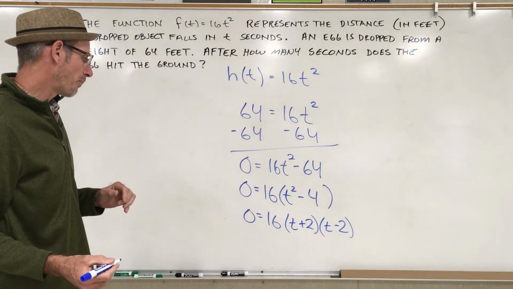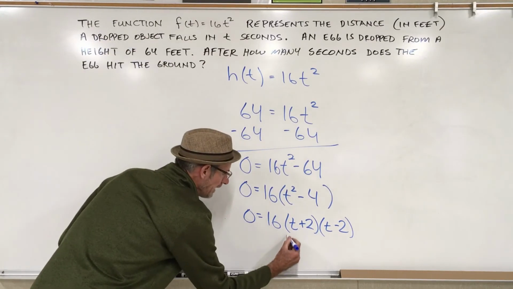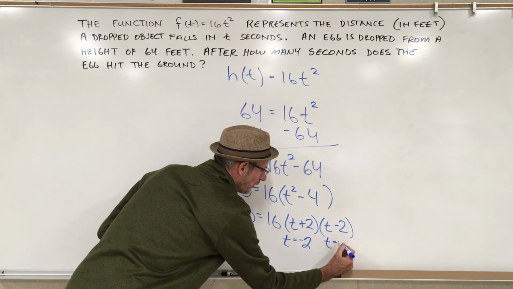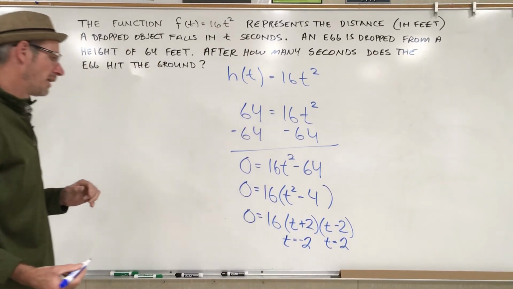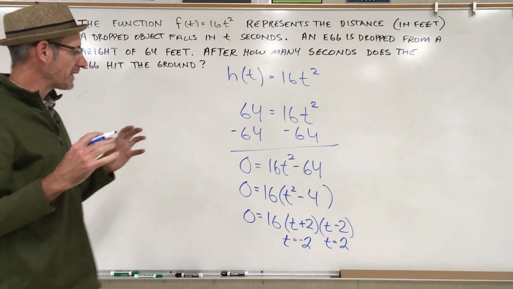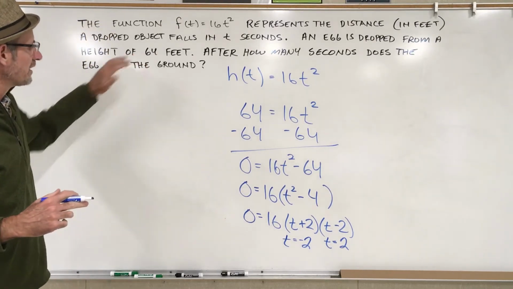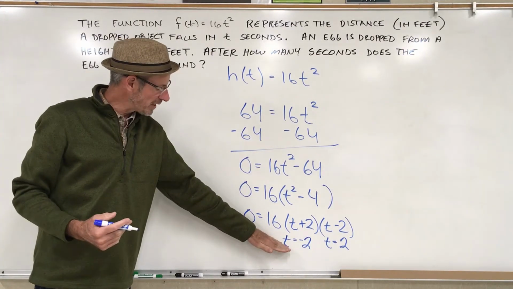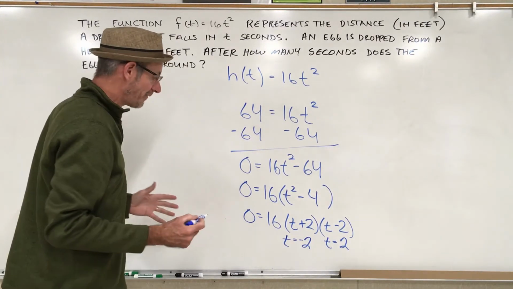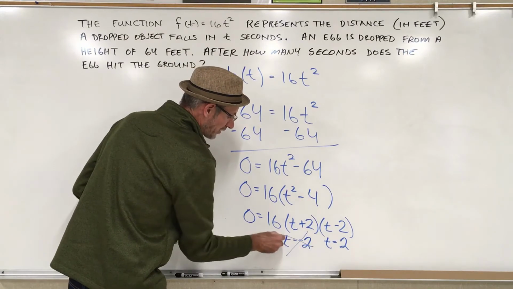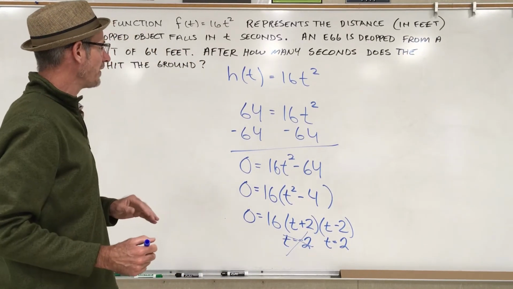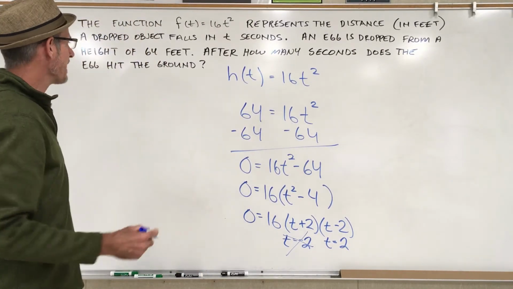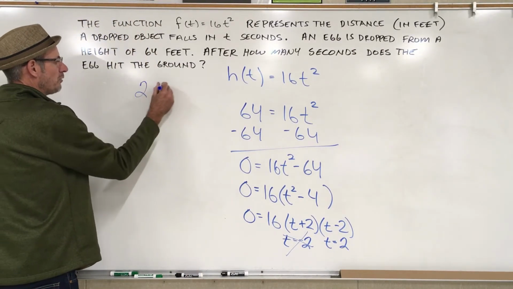And then I have to use the zero product property. So t will equal negative 2 and t will equal positive 2. Now, on this problem, we're talking about the time it takes for the egg to fall 64 feet. And since we're talking about time, this answer doesn't really make sense because we can't have negative time. So this answer is out, and the correct answer on this problem, after how many seconds does the egg hit the ground? The egg hits the ground after 2 seconds.